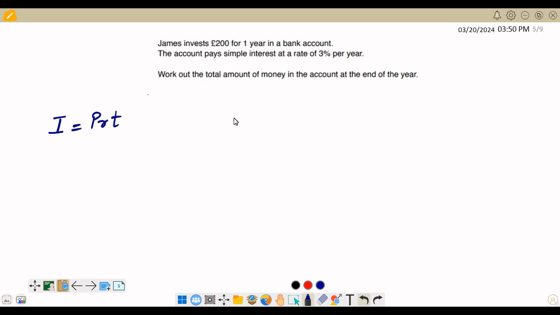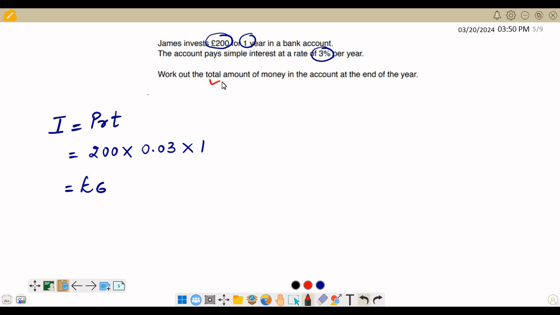This is the P, this is the R, and this is the T. So put in the values. P is 200 times R, which we convert into the decimal 0.03, times T, which is 1 year. When you multiply all together, this cancels out and we get £6. £6 is the interest. But what you need to find is the total amount.